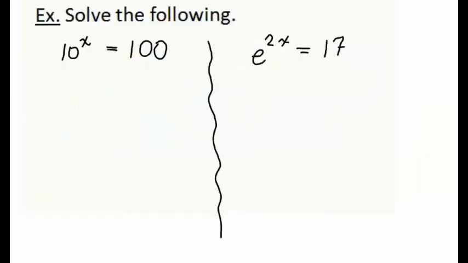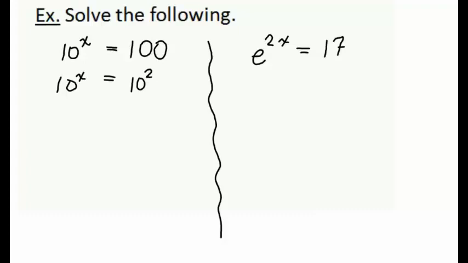Let's begin by solving the following two examples. First, we're going to focus on 10 to the x equals 100. Now hopefully you can see that if I were to write this a little bit differently, writing 100 as 10 squared, the value of x here is probably going to be 2, or at least hopefully this convinces you that the value of x is 2.